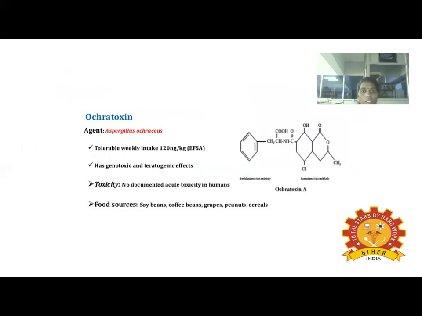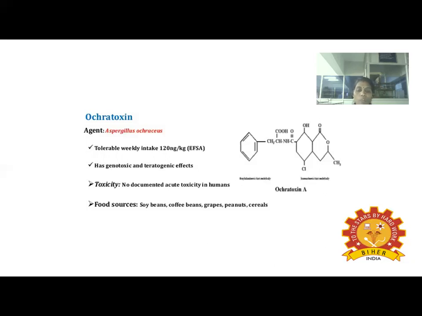Then ochratoxin, from Aspergillus ochraceus, with a tolerable weekly intake of 120 mg per kg. It has genotoxic and teratogenic effects. Then the toxicity: no documented acute toxicity in humans.